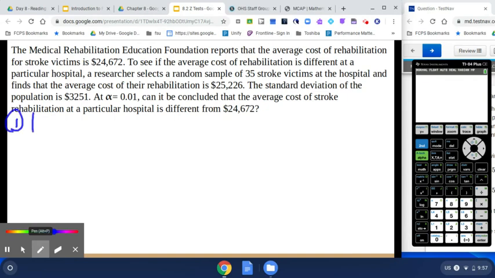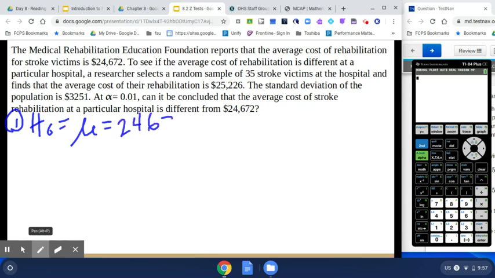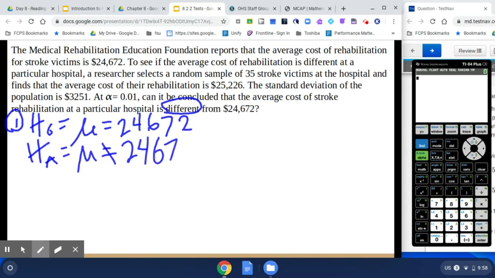Okay, so first step is we're going to write the H0 and the Ha, the null and alternative hypothesis. So the null, the mean of the population was 24,672. The researcher is questioning whether it's different at this particular hospital. So that would be the not equal to case. We don't want to just pick greater than or less than because before the sample was collected, we really didn't know what was going on with that value.